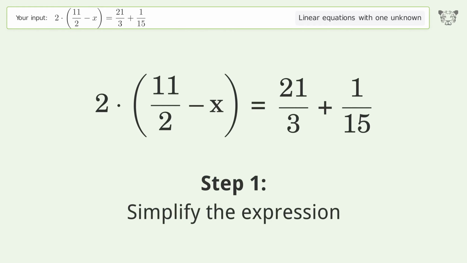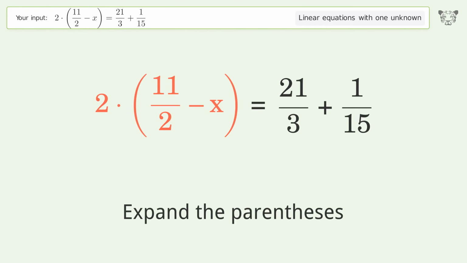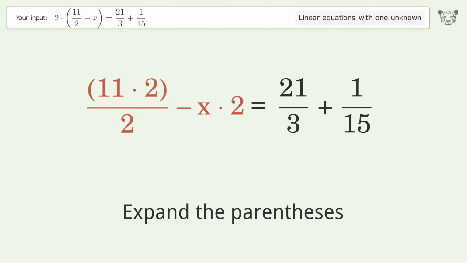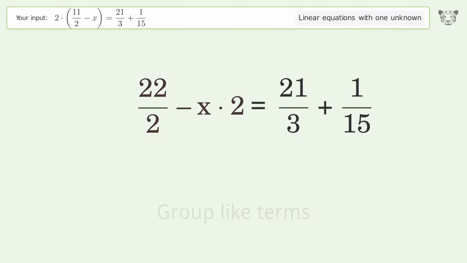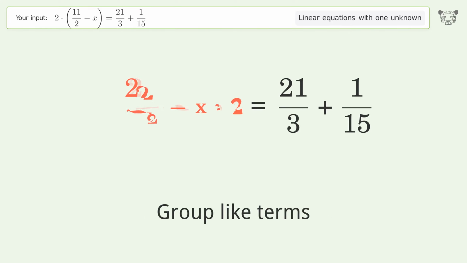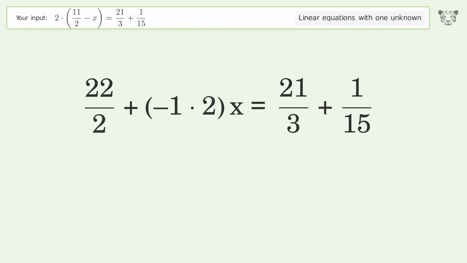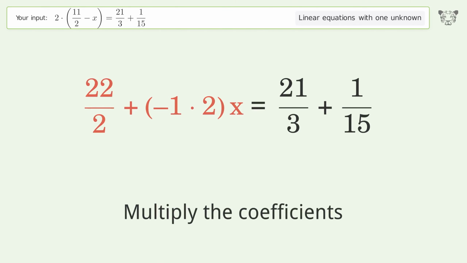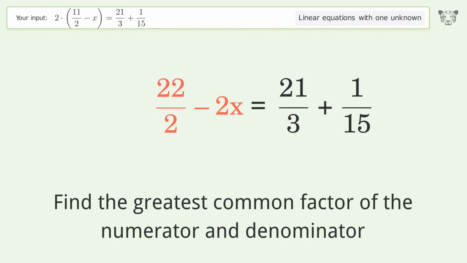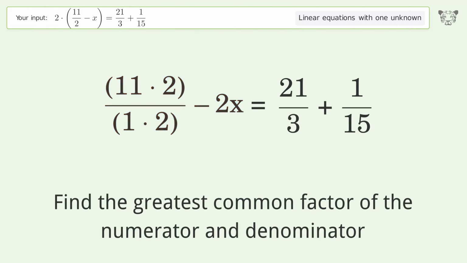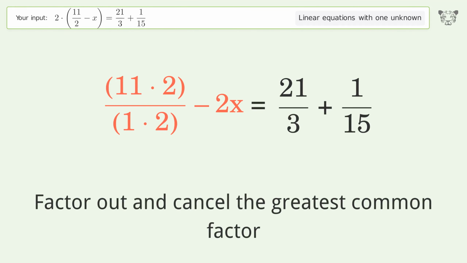Simplify the expression. Expand the parentheses. Simplify the arithmetic. Group like terms. Multiply the coefficients. Find the greatest common factor of the numerator and denominator. Factor out and cancel the greatest common factor.